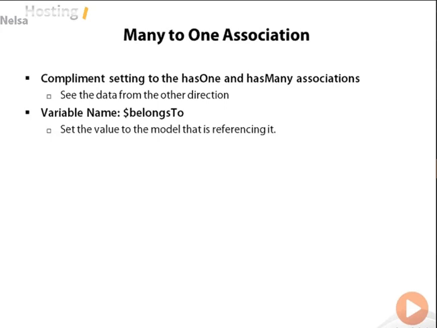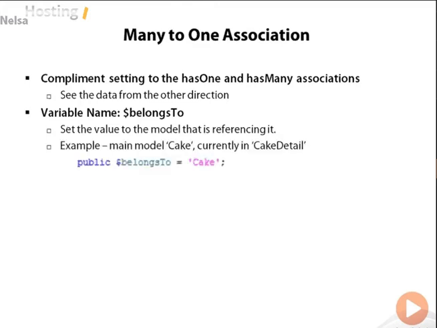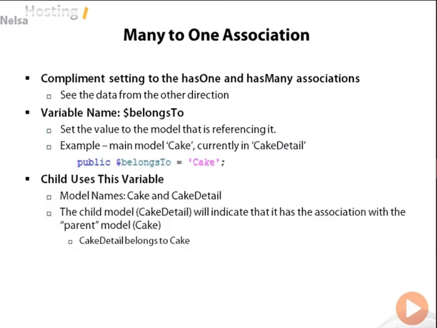The variable name that we will use is belongs to, and we will set the value to be the model that is referencing the current model we're in. So for example, we have a main model of cake, and we are currently in the cake detail model. We would type in public belongs to and then equal to the cake model. So for more clarification, the child will use this variable.